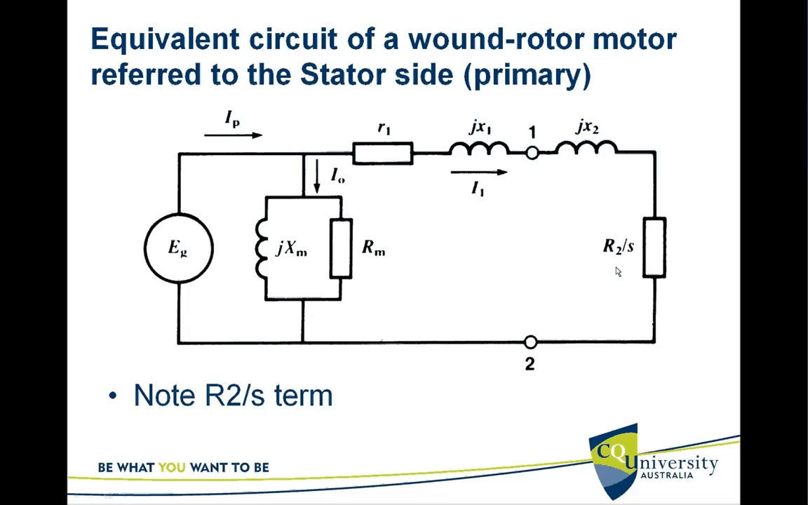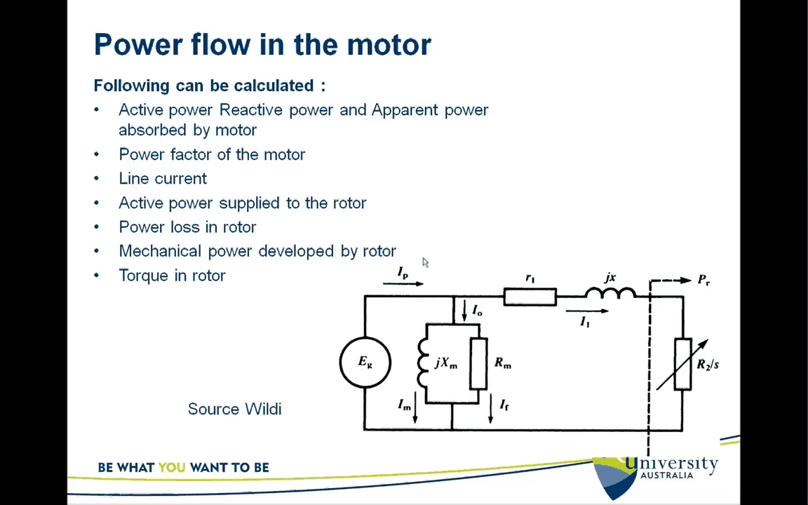The lumped rotor resistance should be scaled by slip. SX2 is reflected as just jX2 without S. Rest is the same. So the ideal transformer is gone. The circuit is becoming much simpler. Then what? The power flow.